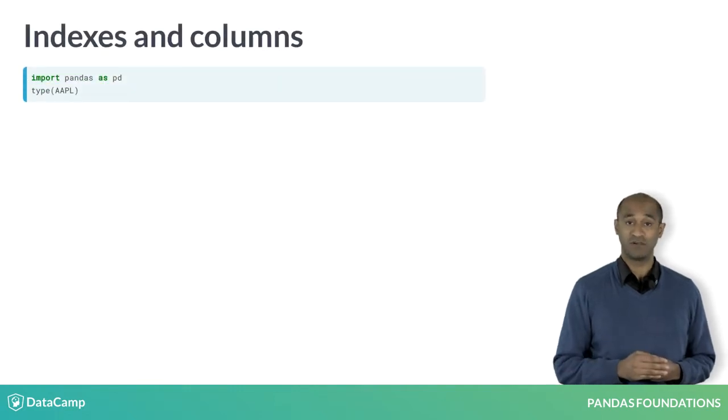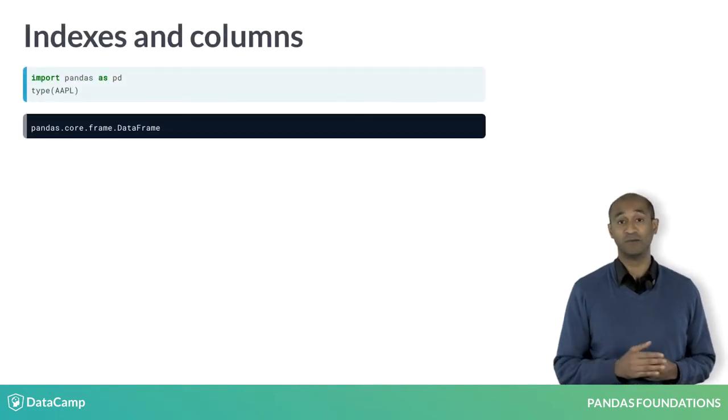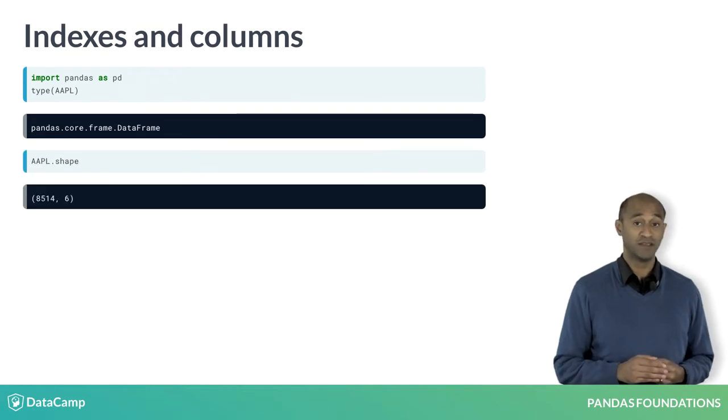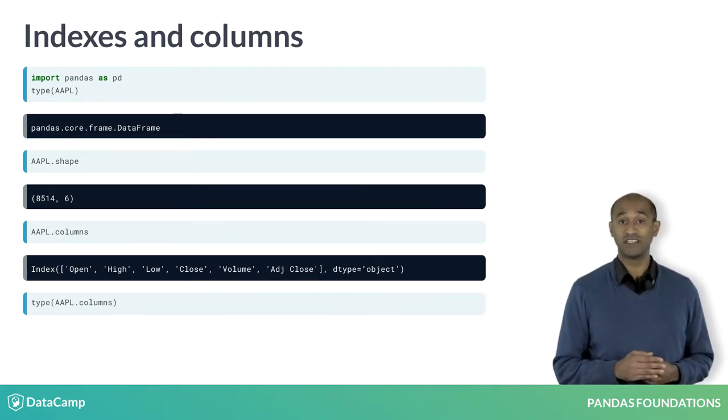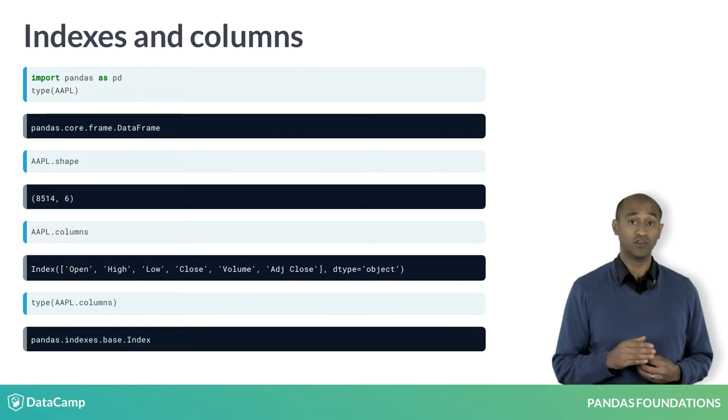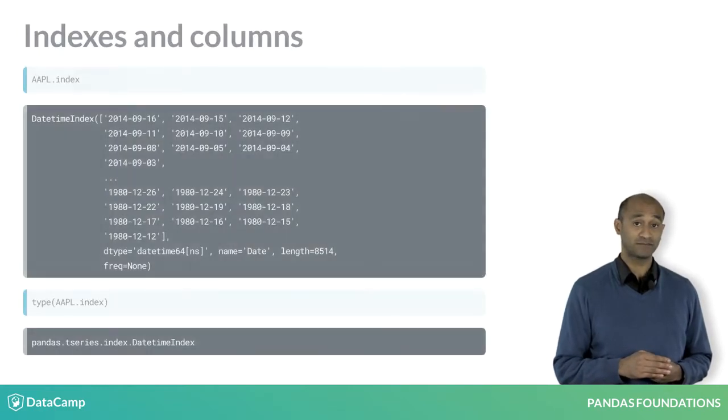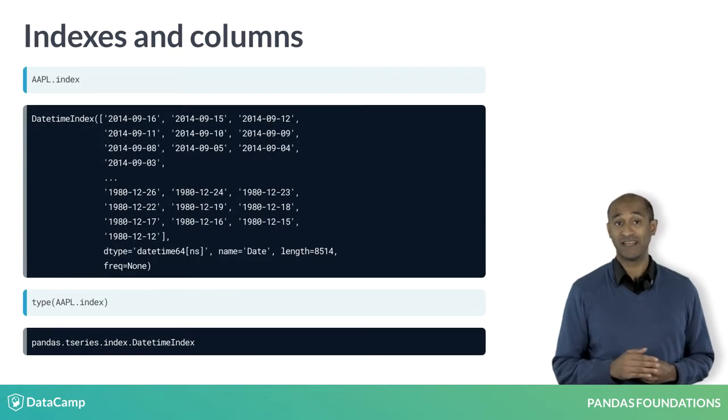When we ask for the type of the object Apple, it's a data frame. When we ask for its shape, it has 8,514 rows and 6 columns. The DataFrame columns attribute gives the names of its columns: open, high, low, close, volume, and adjusted close. Notice the apple.columns attribute is also a pandas index. Actually, the apple.index attribute in this case is a special kind of index called a date-time index. We'll study date-time indexes and time series later.